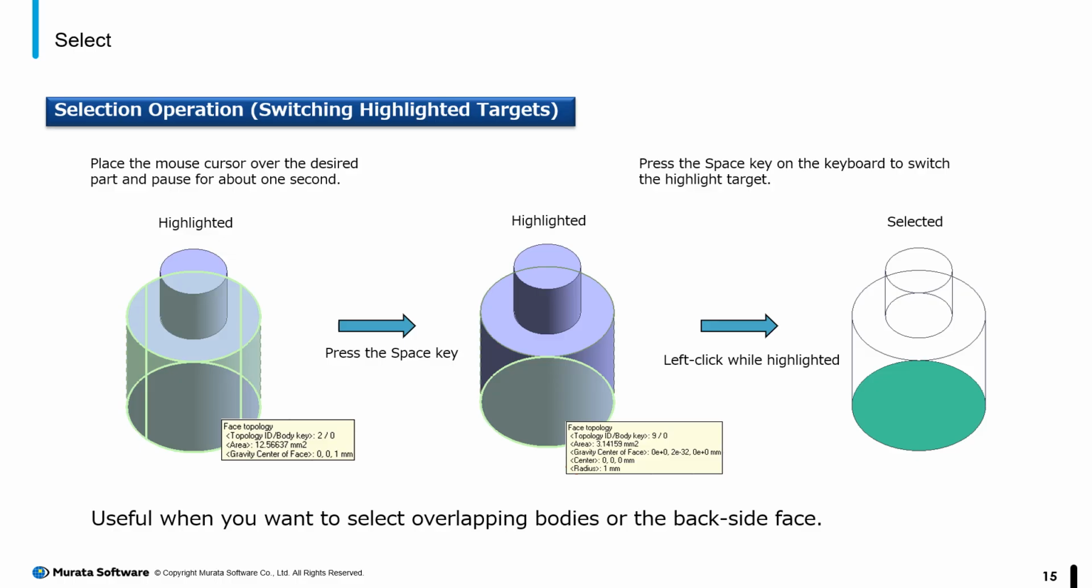Although it's not mentioned on this slide, another method for switching highlights is through a selection list using the Tab key. When in a highlight state, pressing the Tab key will display a list of selectable options, allowing you to choose your desired face from that list. If there are many overlapping bodies and switching with the spacebar becomes difficult, please try using the Tab key for selecting from candidates.